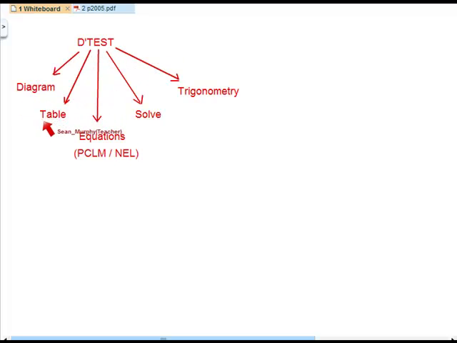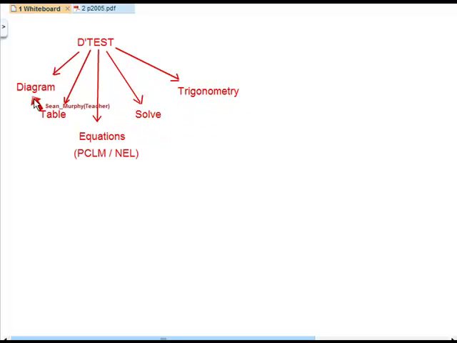Diagram, D for diagram, table, equations. Equations we mean are of course the principle of conservation of linear momentum and Newton's experimental law. Solve the equations, and finally there's nearly always a little bit of trigonometry to be done at the end. So let's apply these steps to this question and see how far they take us.